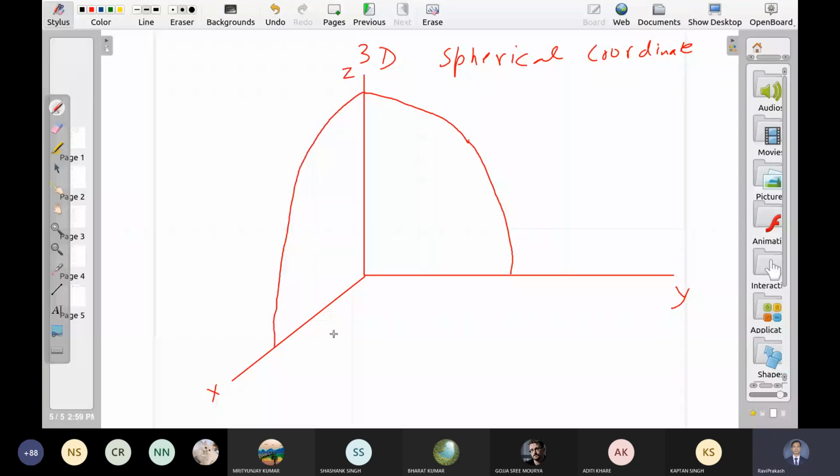Those who are not clear about spherical coordinates, जिनको spherical coordinates clear नहीं है, please take some help of 3D figures or some animated figures that you can find on Google, on NPTEL websites. There are various video on YouTube. Please go through it. That will make the life quite easy.